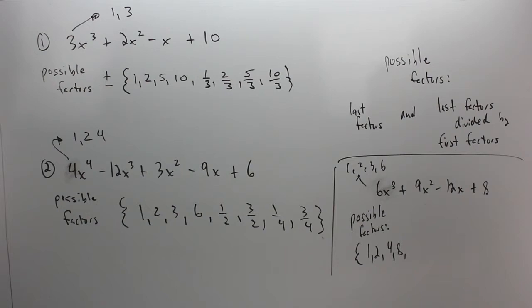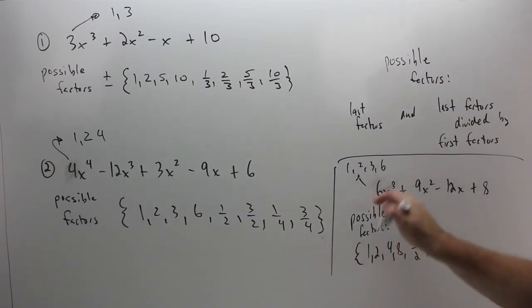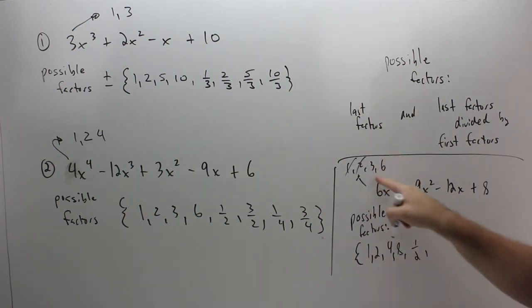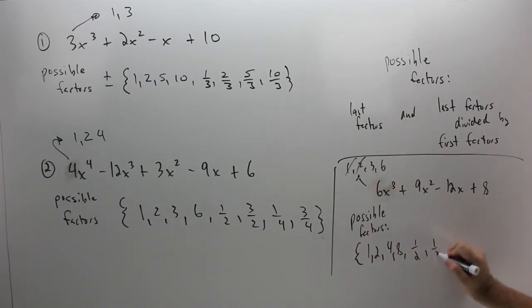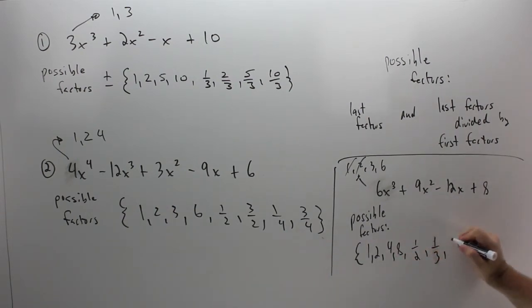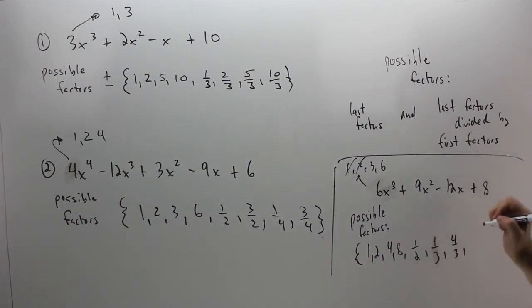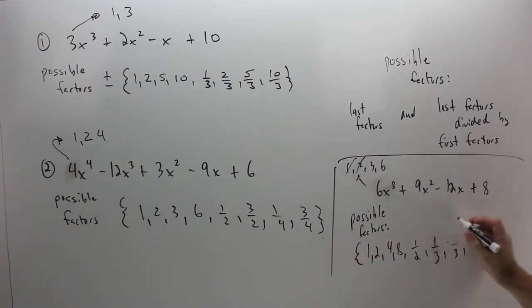Again, ignore 1. So we divide them all by 2. 1 divided by 2 is 1/2. 2 divided by 2 is 1. We already got that. 4 divided by 2 is 2. We already got that. 8 divided by 2 is 4. We already got that. Okay, so we've crossed off 1. We've crossed off 2. We look at 3. So we got 1 divided by 3, oops, sorry, I missed 2 divided by 3, 4 divided by 3, and 8 divided by 3.